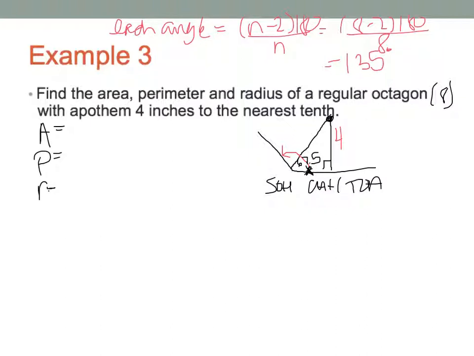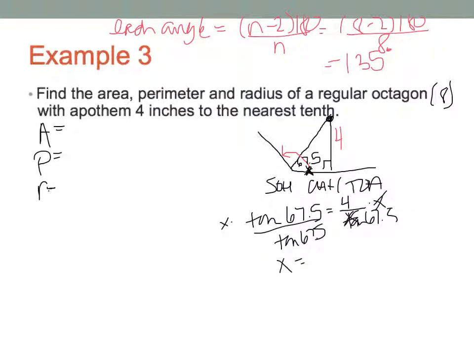So 4 is opposite, x is adjacent, so we're going to use tangent. Tangent of 67.5 equals 4 over x. And now let's go ahead and solve for x. Multiply x by both sides. And then I'm going to divide both sides by tangent of 67.5 to isolate x. And I have x equals 4 over tangent of 67.5. Put that into your calculator and you will get 1.7.